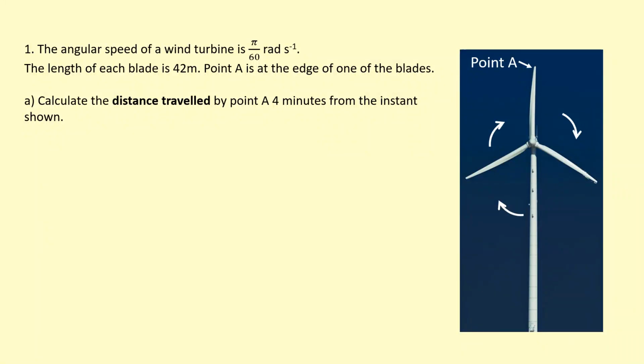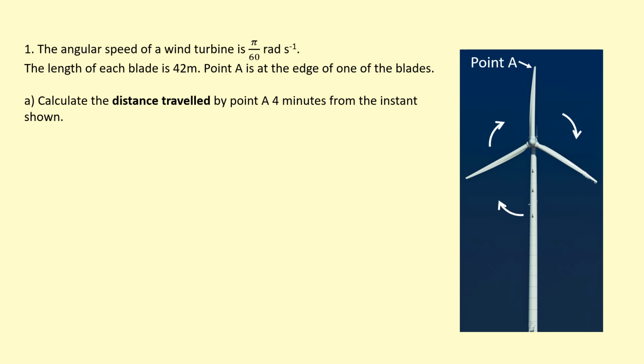Okay, the angular speed of a wind turbine is pi over 60 radians per second. The length of each blade is 42 meters. Point A is at the edge of one of the blades, as you can see on the diagram there at the top. Calculate the distance traveled by point A 4 minutes from the instant shown.